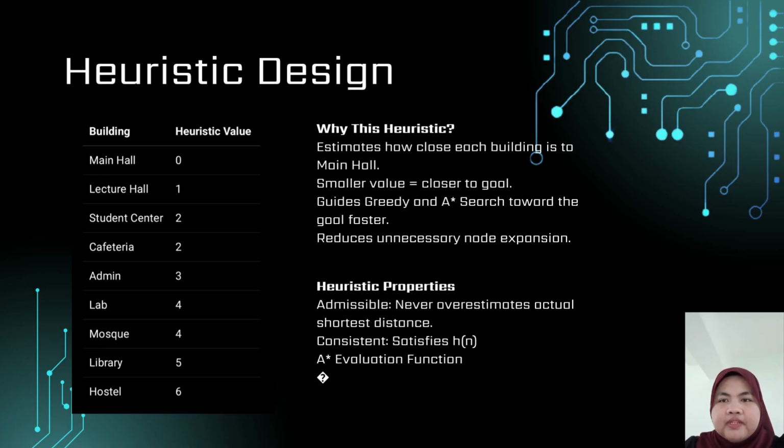Next, I will explain about the heuristic design used in our campus route navigation system. Our problem starts at the library and the goal is to reach the main hall. The heuristic function we use is the estimated distance from the current building to the main hall. A lower heuristic value means the building is closer to the goal.